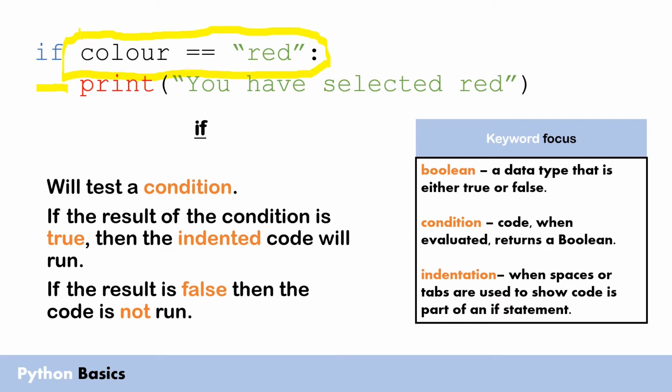So let's have a bit of keyword focus. The condition here will evaluate to true or false, and we call that Boolean. It returns a Boolean value, true or false. When text has been moved in a little bit like this, we call that indentation. For if statements to work correctly, you need to indent all the code that needs to run when that condition is true. Indentation can be achieved by pressing space, which you can do.